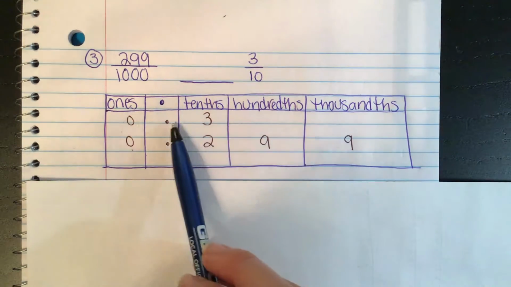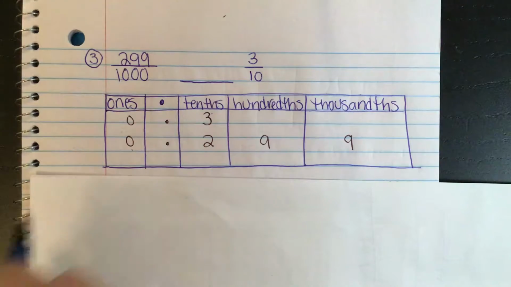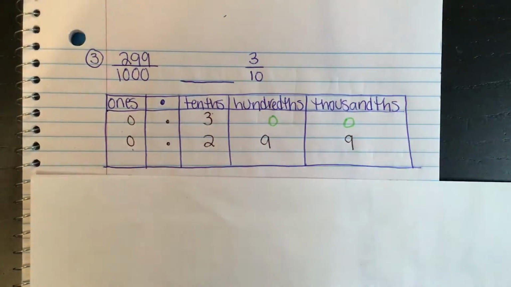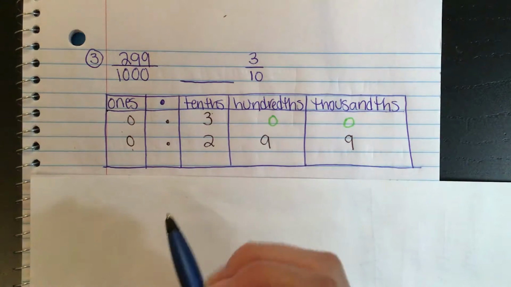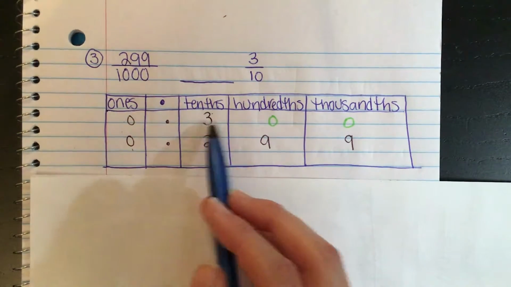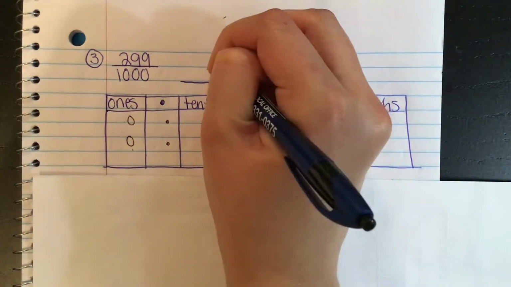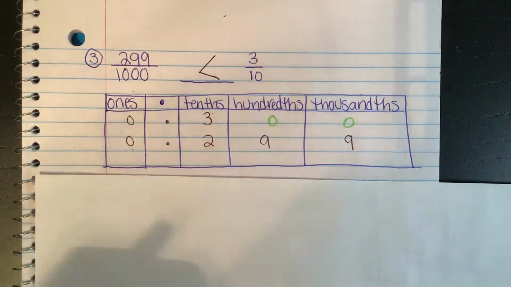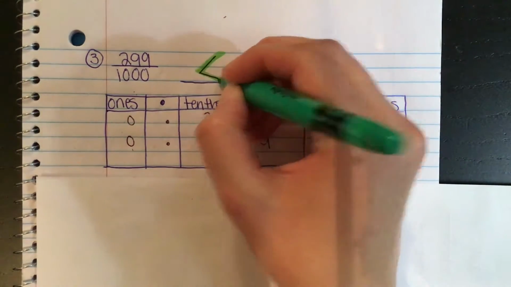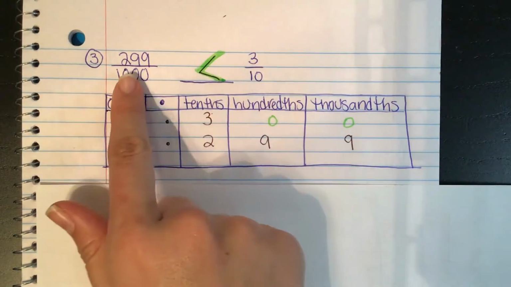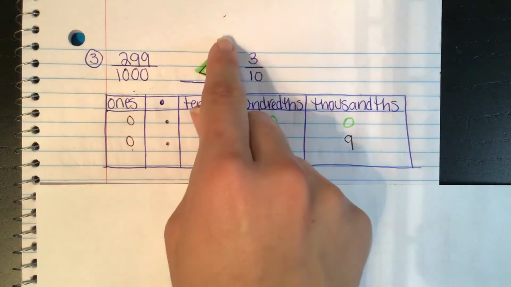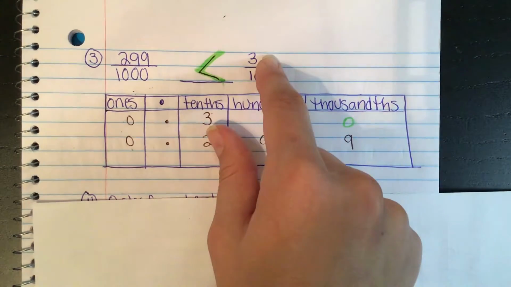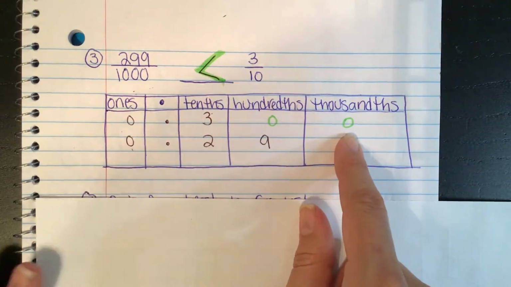299 thousandths, or we turn this into 300 thousandths. 300 thousandths is greater than 299 thousandths. So we would fill in our expression up here with the less than sign. 299 thousandths is less than 3/10. Even though 3/10 looks smaller, it's actually worth more thousandths.